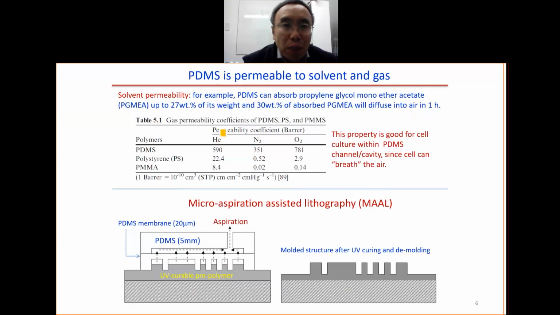Now here is the permeability to air, to different gases: helium, nitrogen, and oxygen. As you can see here, the number for the PDMS is much higher than the number for the polystyrene and the PMMA. So what is the permeability? The unit of the permeability is a barrer. The driving force for this diffusion is the pressure gradient. I will show you again.